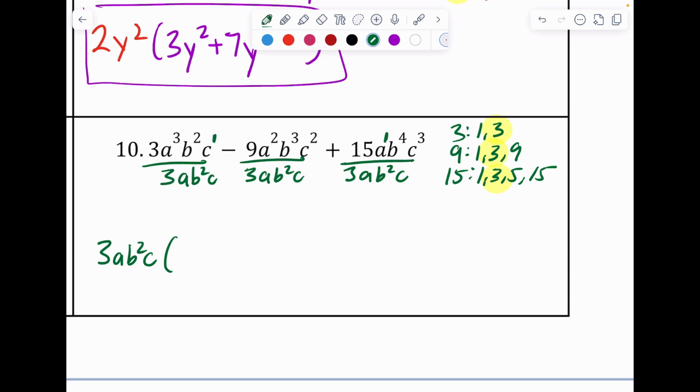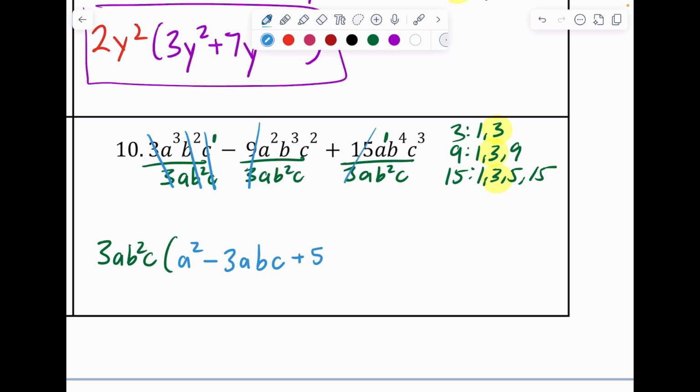Okay, so I'm factoring out 3ab squared c. When I factor out, 3 divided by 3 cancels out. A to the 3rd power divided by a is just a squared. B squared divided by b squared cancels out. C divided by c cancels out. Now, 9 divided by 3 is going to give me 3. A squared divided by a is going to leave me with 1a. B to the 3rd power divided by b squared leaves me with b. C squared divided by c leaves me with 1c. Plus 15 divided by 3 cancels out to give me 5.